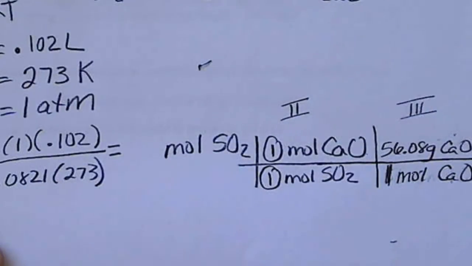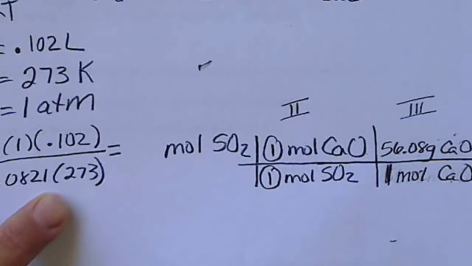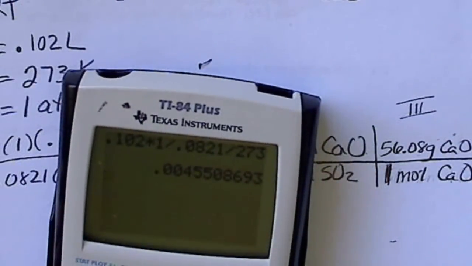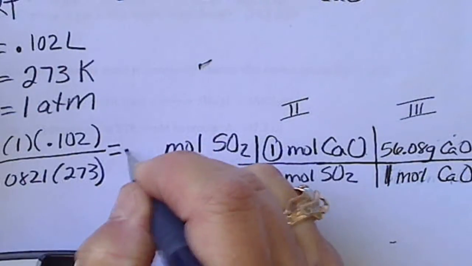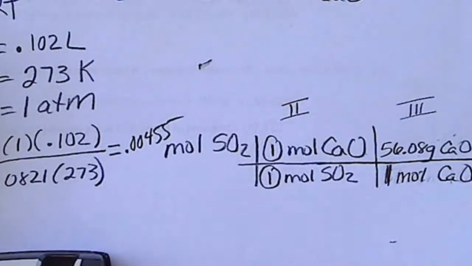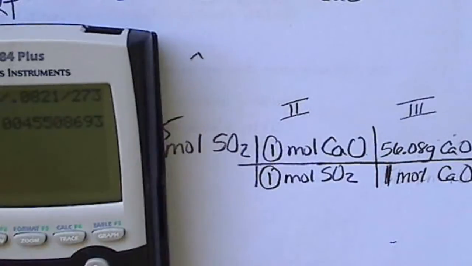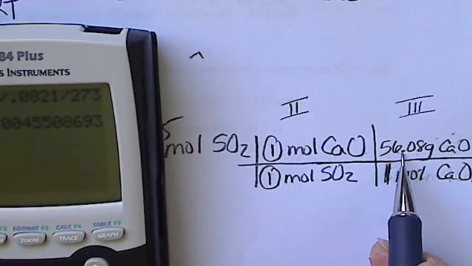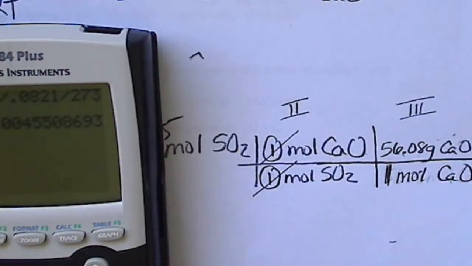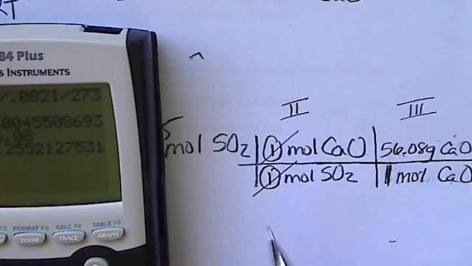So I'm going to do all of this before I plug these values in. And then we are ready to just go straight through the calculation. 1 times 0.102, we're going to divide that by 0.0821 and divide by 273. And when I do that, I get a pretty small number, 0.00455. I could stop and write that down, which I'll do here. And I'm going to leave that number in the calculator, and then I'm going to multiply by 56.08. These ones are not going to change that value. Times 56.08, and when I do that, I get 0.255.